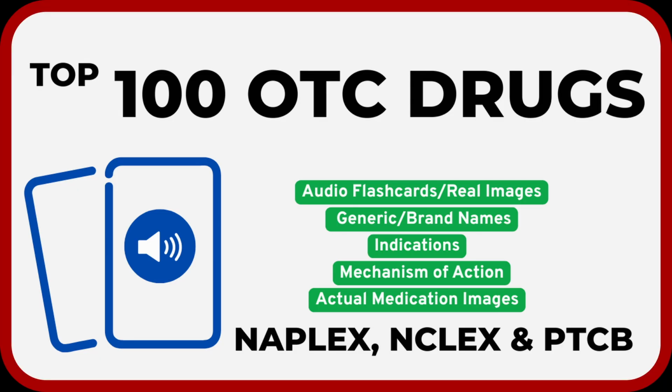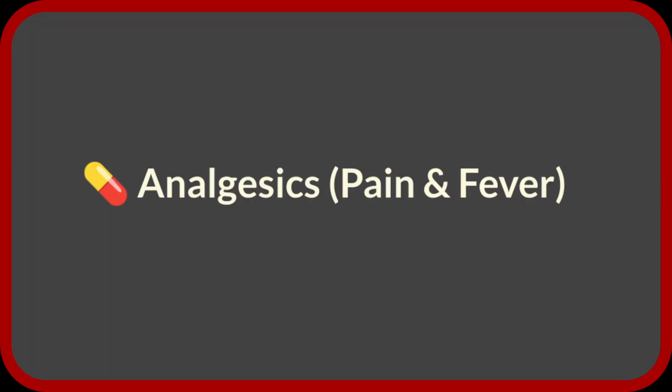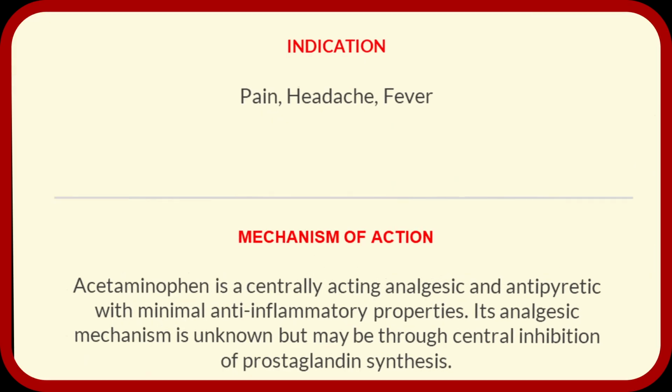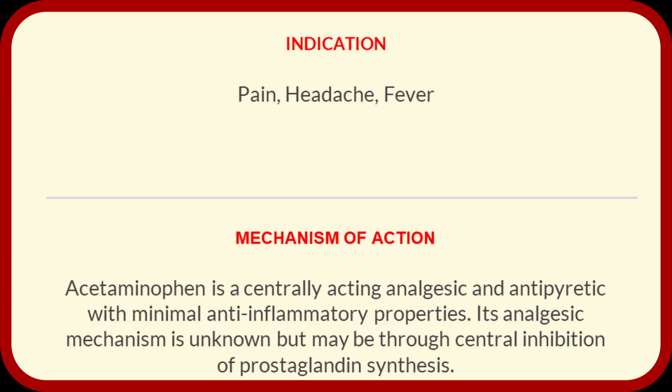Let's begin with the most common OTC category. These are split into a few classes. First, the primary analgesic and antipyretic. Acetaminophen, commonly known by the brand name Tylenol, is indicated for use in pain, headache, and fever.